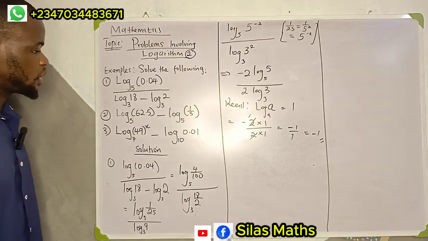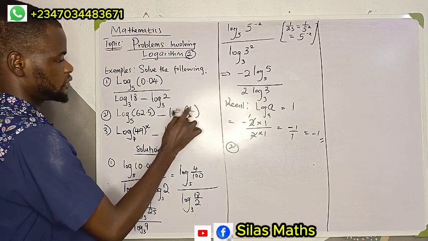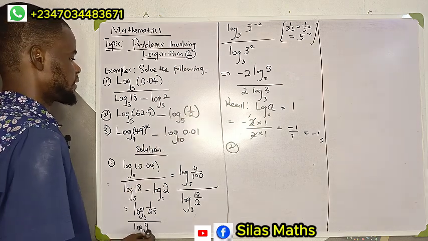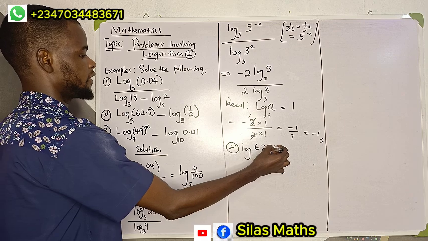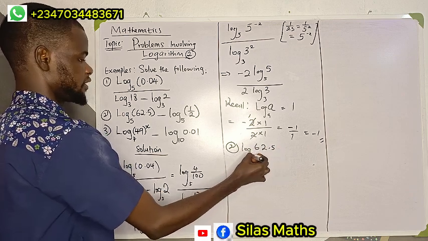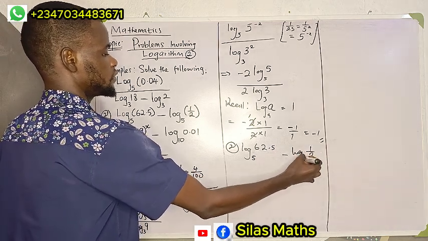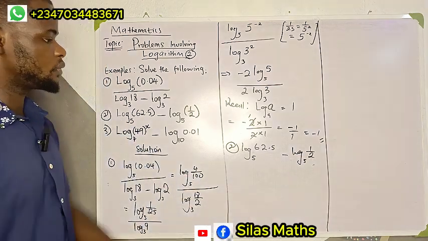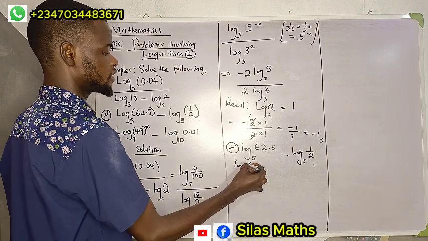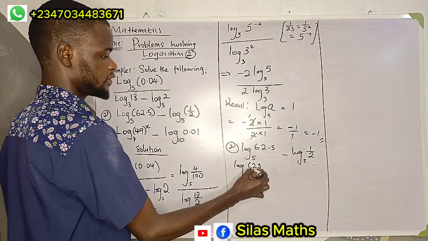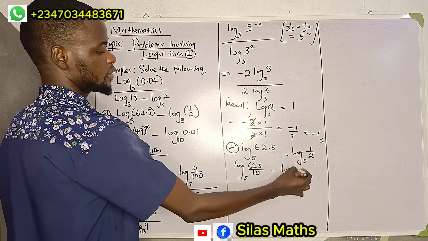Now let's quickly dive into number 2. This should be 1 over 2. Alright, so let's continue. So we have log 62.5 base 5 minus log 1 over 2 base 5. Now what we're going to do, we express this in form of a fraction. Expressing that in form of fraction, we're going to have log 625 over 10 base 5 minus log 1 over 2 base 5.